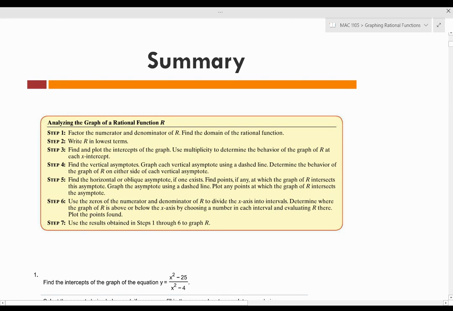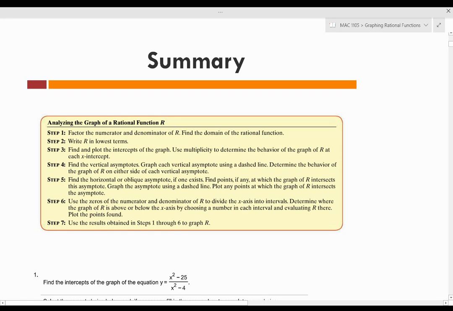Then step 4, we're going to find the vertical asymptotes, okay? Remember, you find the vertical asymptotes by setting the denominator equal to 0, okay? Then we're going to graph each vertical asymptote using a dashed line, and we're going to determine the behavior of the graph of r on either side of each vertical asymptote.